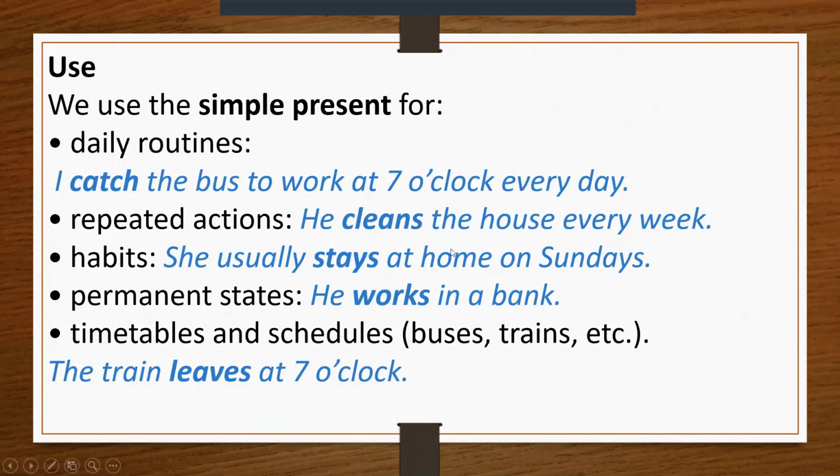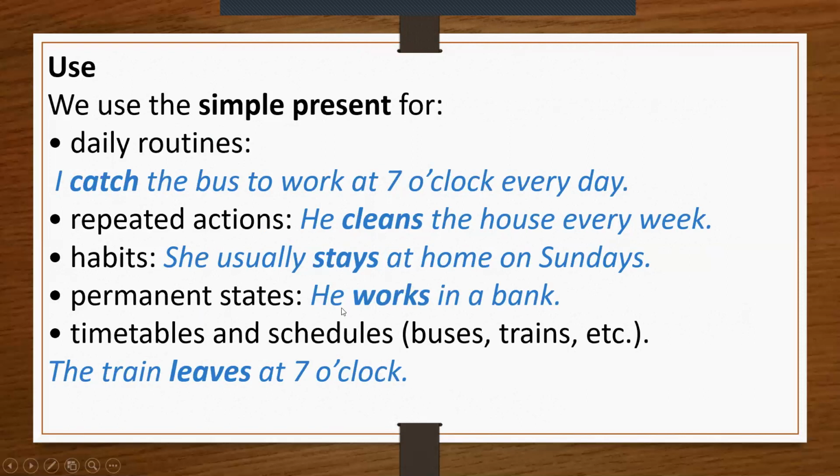We use the simple present for daily routines, that is, things that we do every day. For example, I catch the bus to work at 7 o'clock every day. And also for repeated actions, those are the things that we repeat maybe once a week or twice a week or every month, etc. He cleans the house every week. Also for habits, for example, she usually stays at home on Sundays or I watch TV at night, etc.